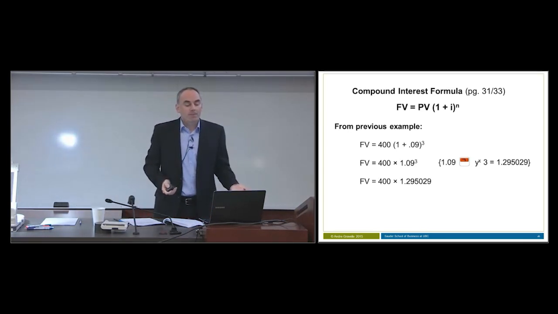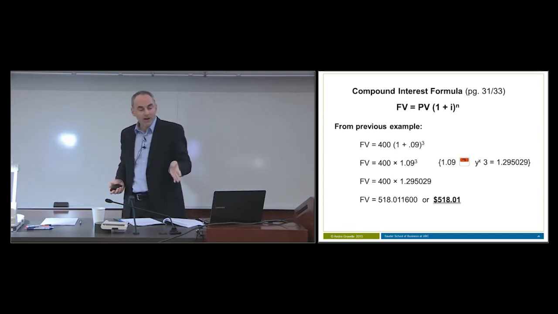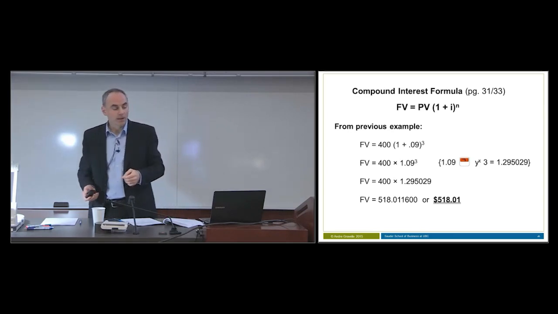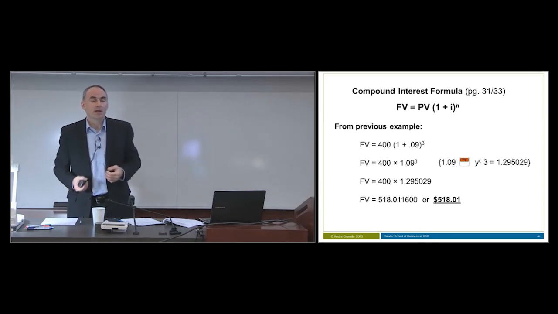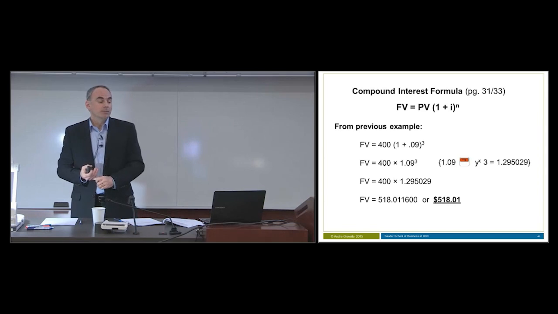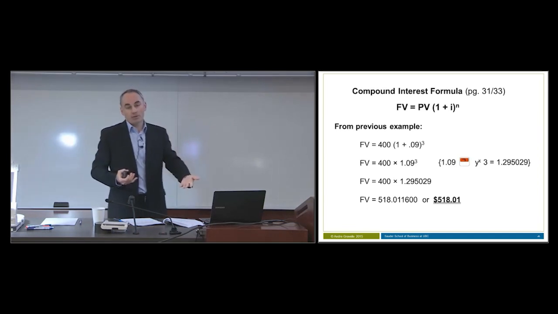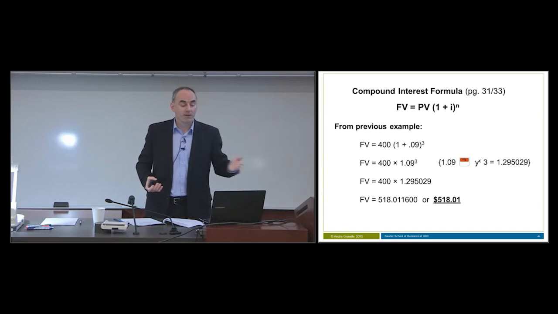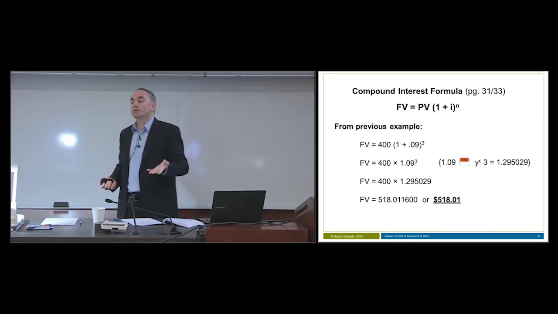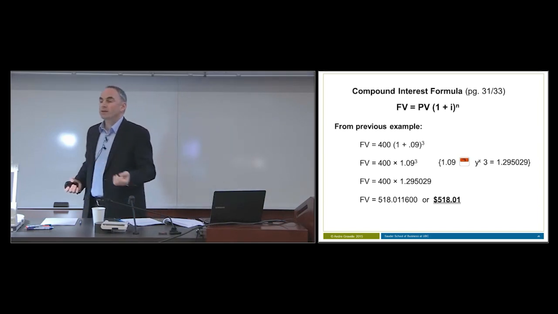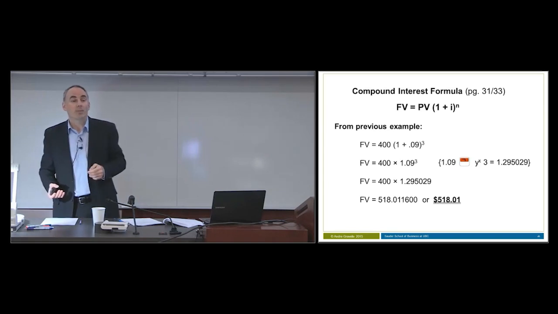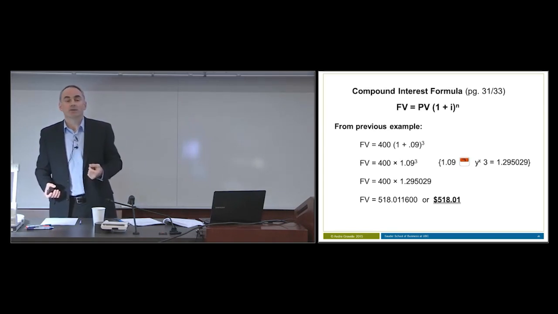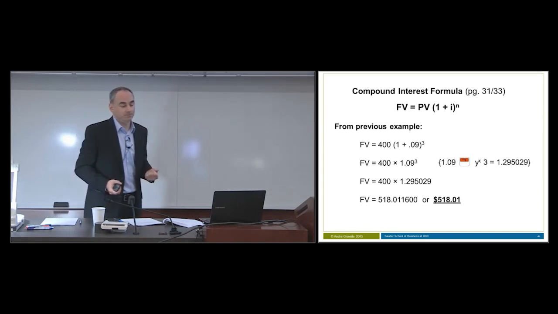So it's 400 multiplied by 1.295029. If we do that, we should get $518.01. A couple of things to notice here. One is that this is exactly the same answer we got when we did it the long-handed way earlier, $518. So the compound interest formula is simply an easy way to find the future value of any compound interest loan, or simply finding the future value of a lump sum present value.